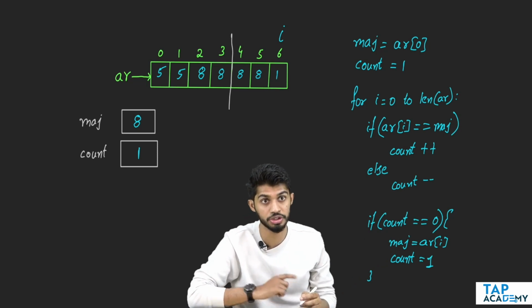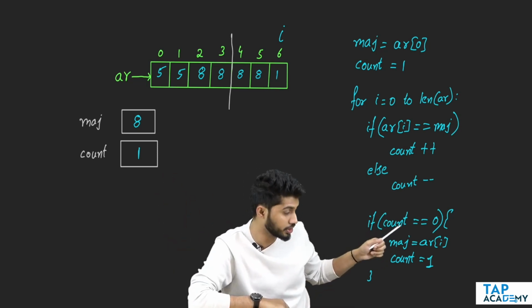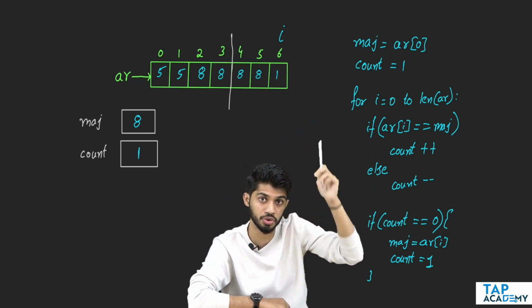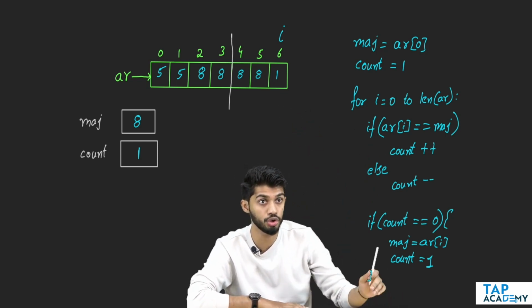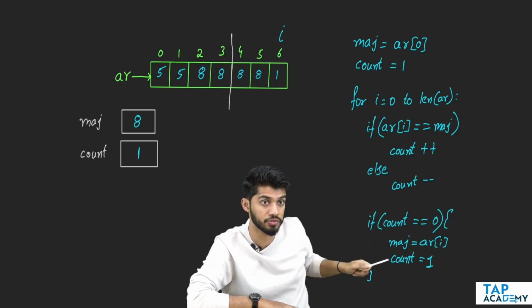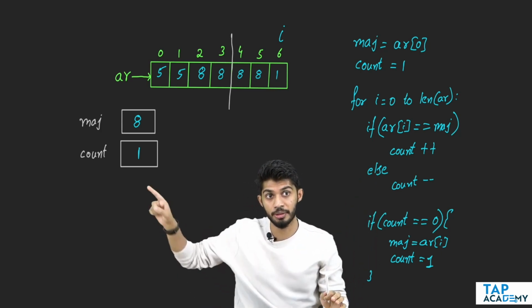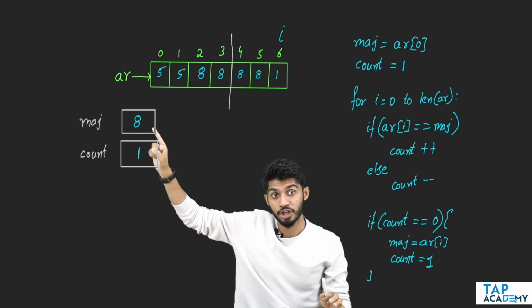No, the count value is still 1. So after this, it will again go over here and you clearly know that you have reached the end of the array. So there are no other elements to be traversed. So you have actually completed this whole part of the array. Since you have completed the array, you can clearly see the majority element as of now is 8.